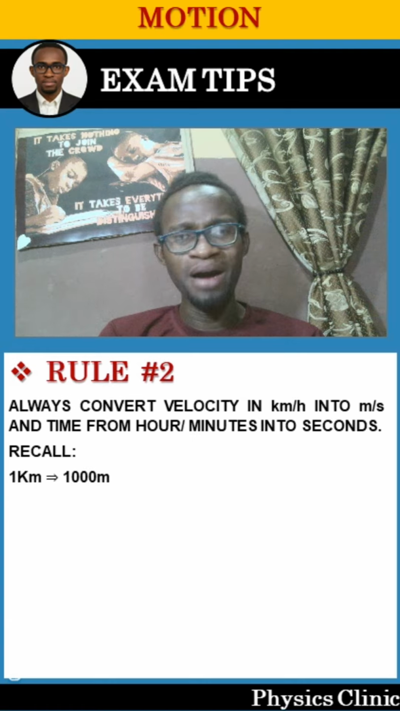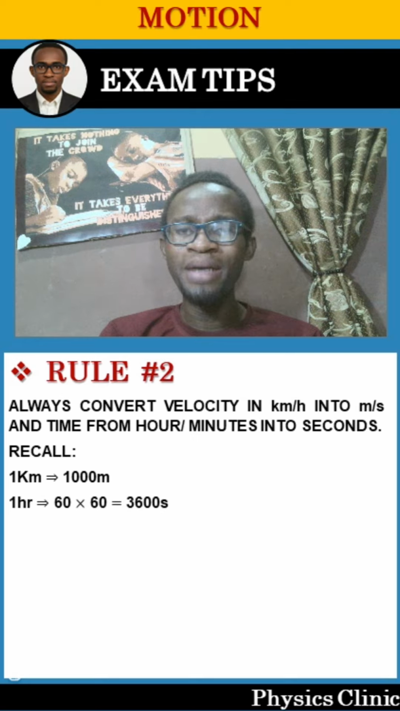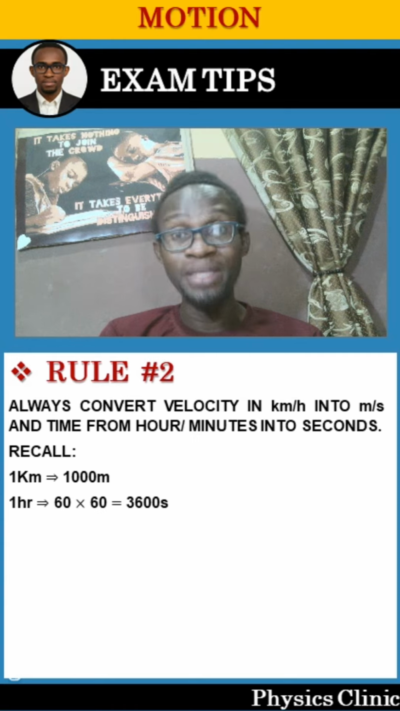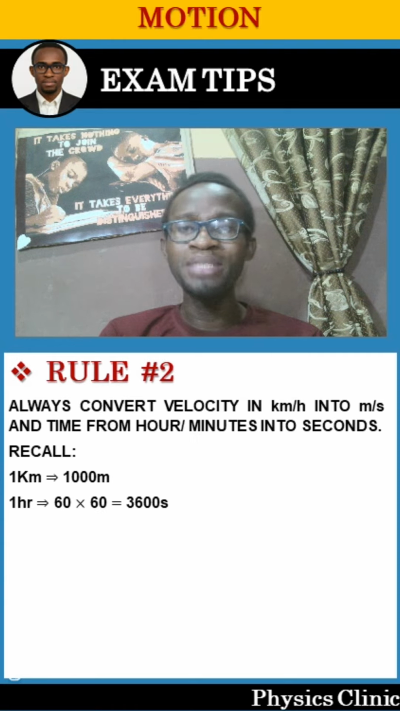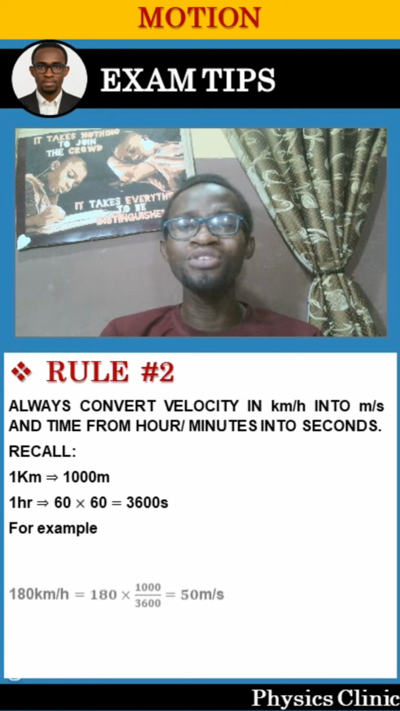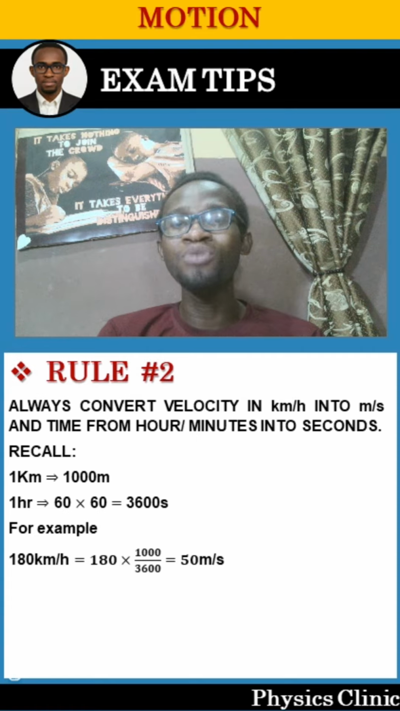Please remember, 1 kilometer is always equal to 1000 meters. So what you just need to remember is 1 hour. 60 seconds make 1 minute, and 60 minutes make 1 hour. So it means that 1 hour is going to be 60 times 60, which gives us 3600.